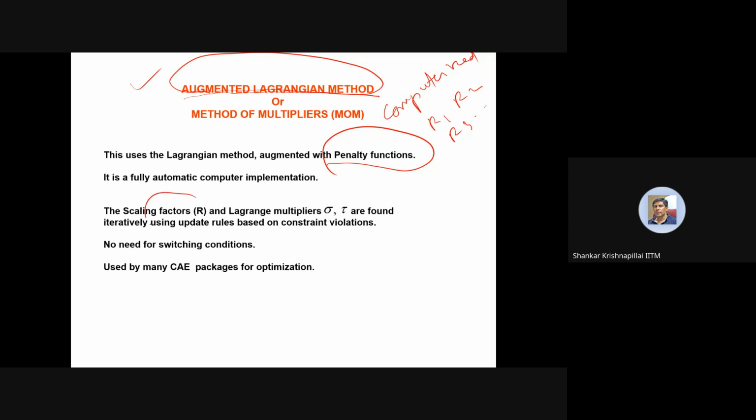Okay, so it will have some scaling factors R, and it will have two things, sigma and tau, which will actually become equal to the Lagrange multipliers, and they are found iteratively using the update rules, and these are based on constraint violations. So there's no need to put switching conditions or to calculate R1, R2, etc. manually. So it is used by many CAE packages for optimization. Okay, so just to see how it is implemented, we are going to look at it briefly.